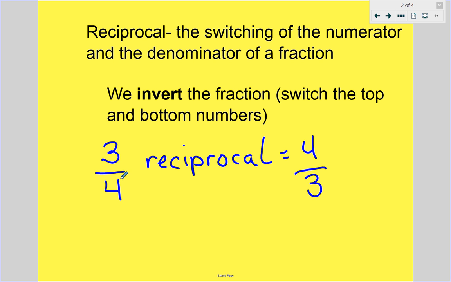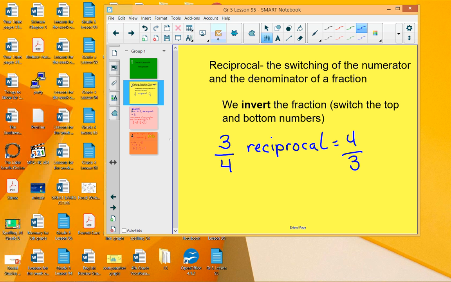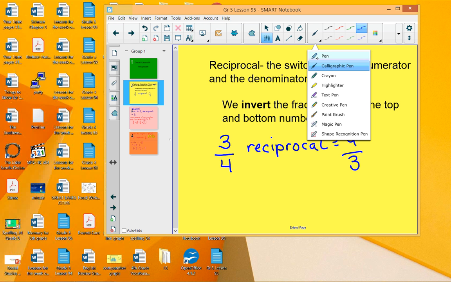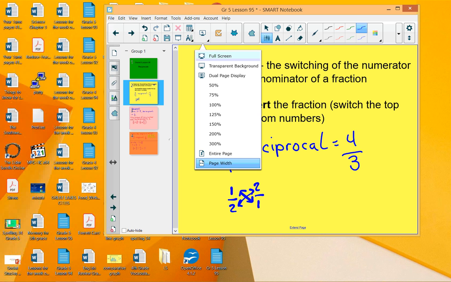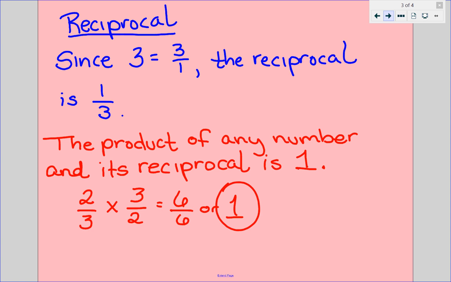All right. If I had the number 1/2, then my reciprocal becomes 2/1. We're just switching these. So we switch the 2 to the top and switch the 1 to the bottom. When we look at these, we want to think of it as just flip-flopping the bottom and the top. All right. So for a reciprocal, since 3 equals 3/1, the reciprocal is 1/3.